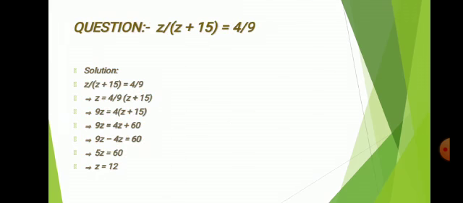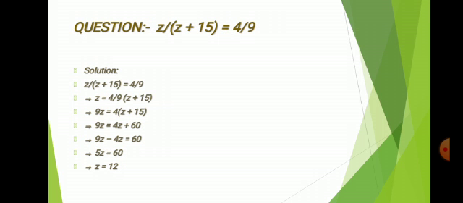Next question, z upon z plus 15 is equal to 4 upon 9. So we will cross multiply it. That will become 9z is equal to 4 into (z plus 15). Now we multiply the 4 with the bracket, that is 9z is equal to 4z plus 4 into 15, which is 60. So it will become 4z plus 60.